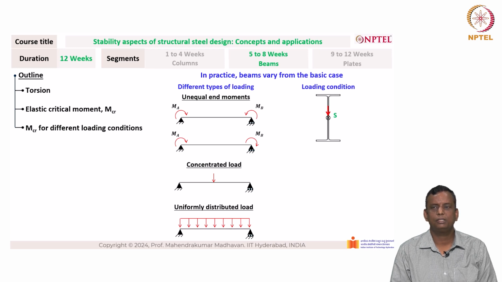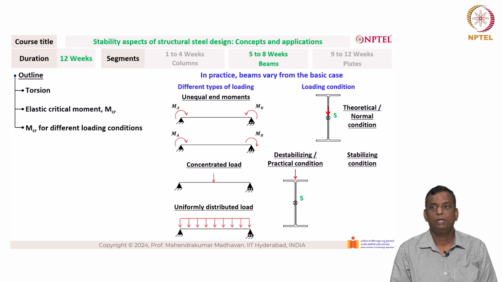Now the loading condition could be that the load is applied exactly at the shear center, as it is denoted in the right hand side of the picture. This is basically the theoretical or normal condition as per IS 800. We also have destabilizing or practical condition, where almost all the loads are applied typically in practice at the top flange. So it is not applied at the shear center, it is applied at the top of the flange, which is called destabilizing condition. The stabilizing condition is where the load is applied at the bottom, which tends to stabilize the structure.